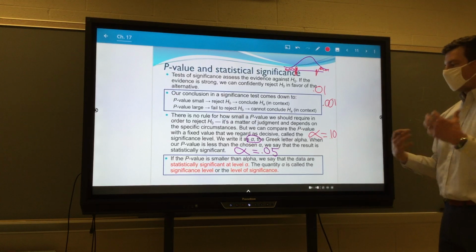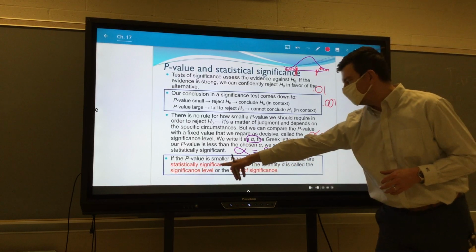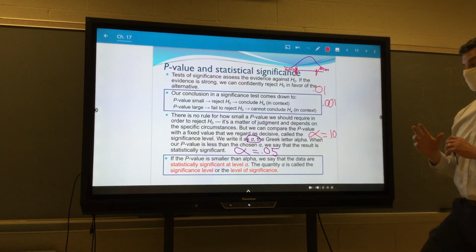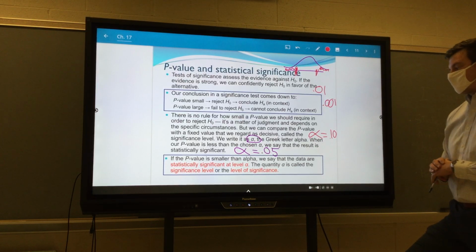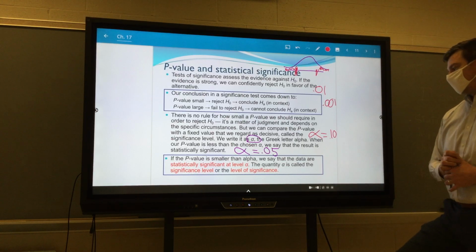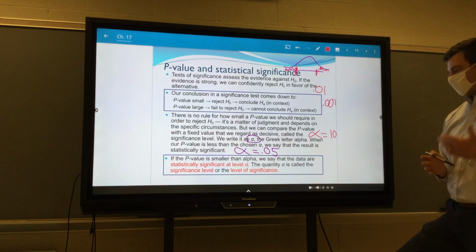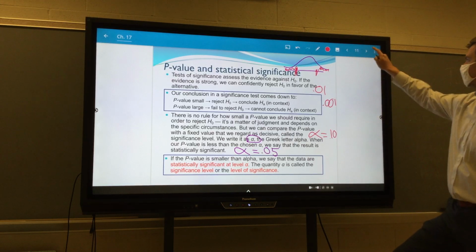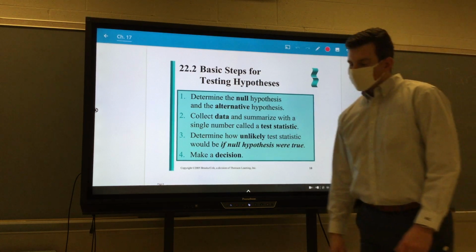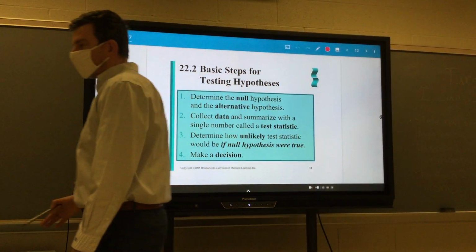But this whole process is determining: if the p-value is smaller than alpha, we say that the data are statistically significant at level alpha. The quantity alpha is called the significance level or level of significance, depending on how fancy you want to be. So, essentially, we've done this process here.